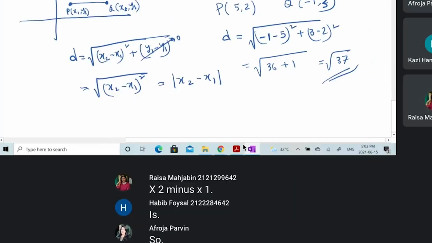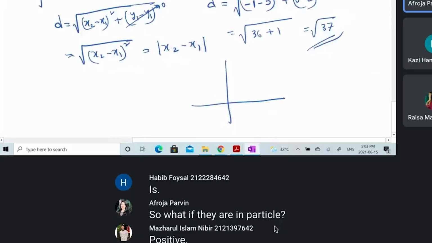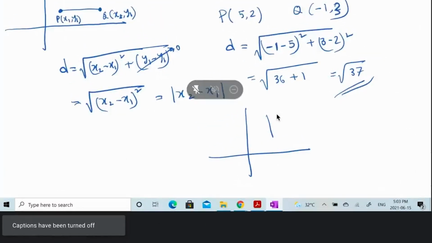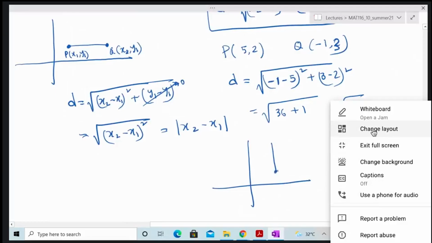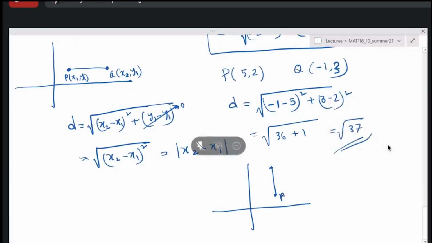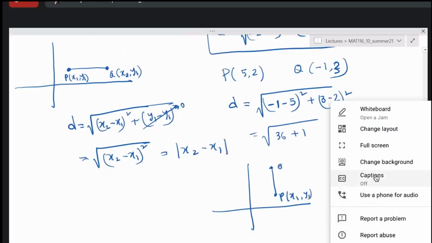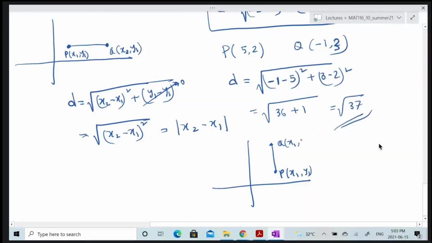So what if they are in vertical? Then what was going to be the formula? Y2 minus y1. Exactly. Because P here is going to be x1 comma y1 and Q is going to be x1 comma y2. So D is going to be the square root of the absolute value of y2 minus y1.